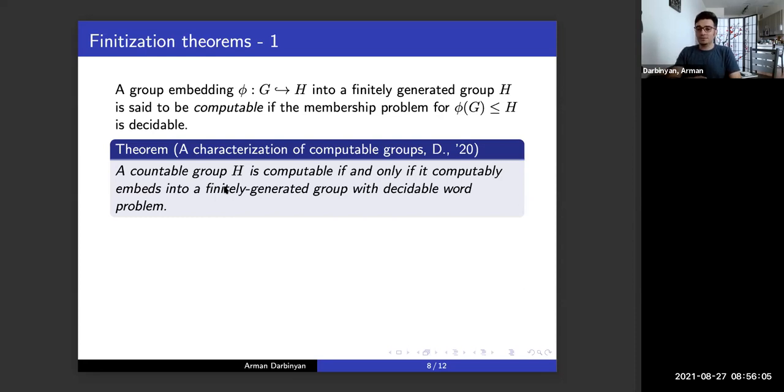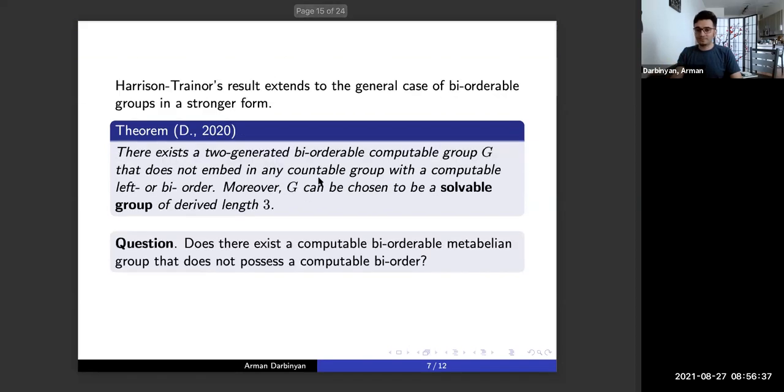Computably embeds means that the image of the group with respect to this embedding is a subgroup of the large group for which the membership problem is decidable. In other words, in more informal terms, it would mean that the large group algorithmically remembers where the small group sits inside it. So it algorithmically remembers the position, the place of the smaller group that sits inside the large group.